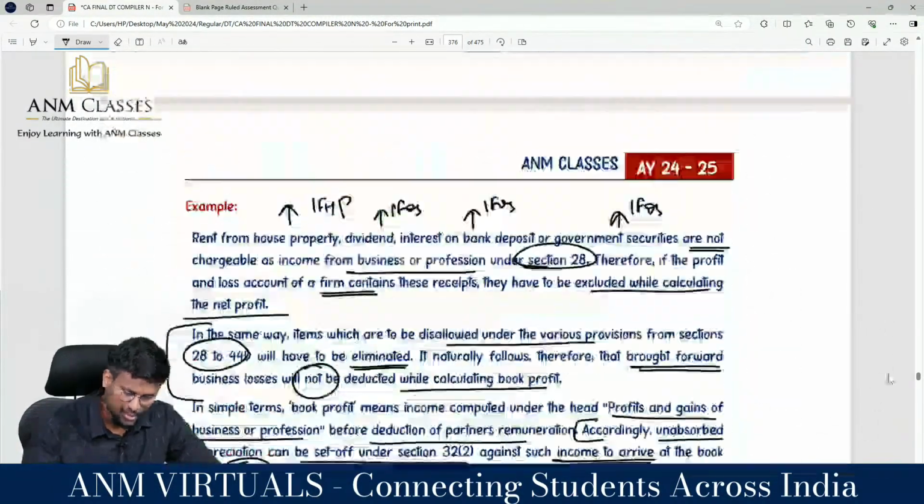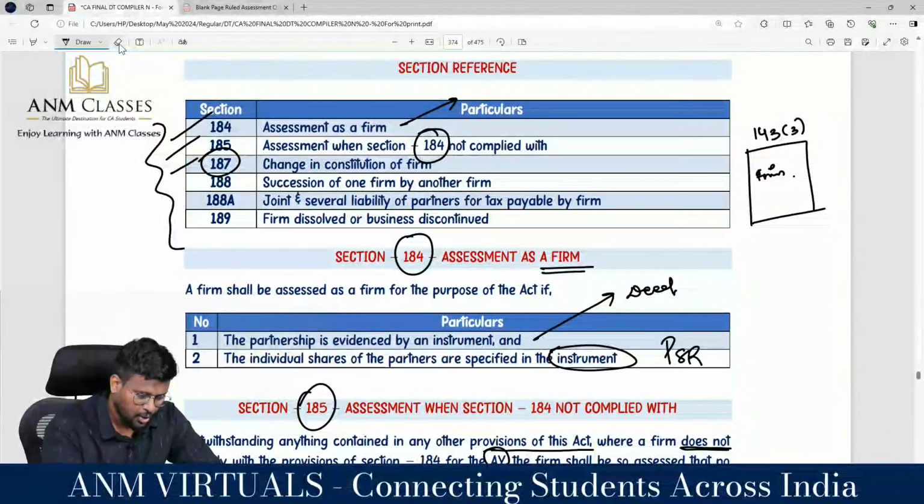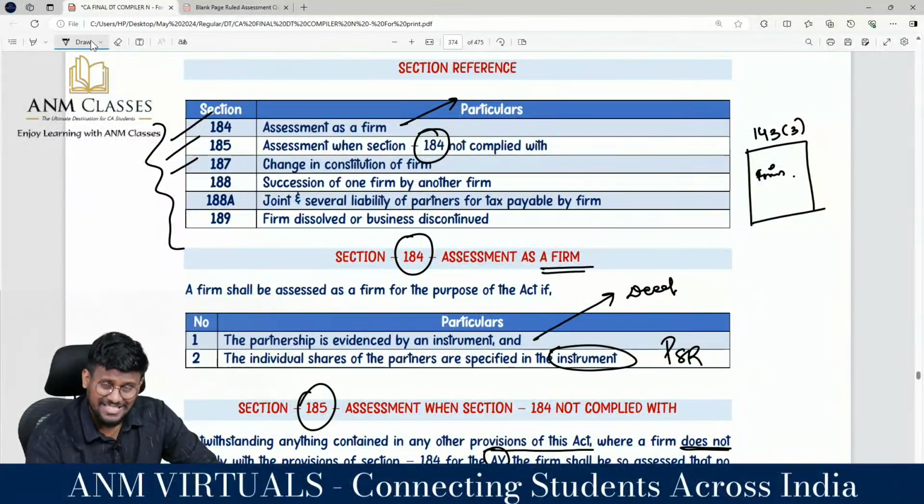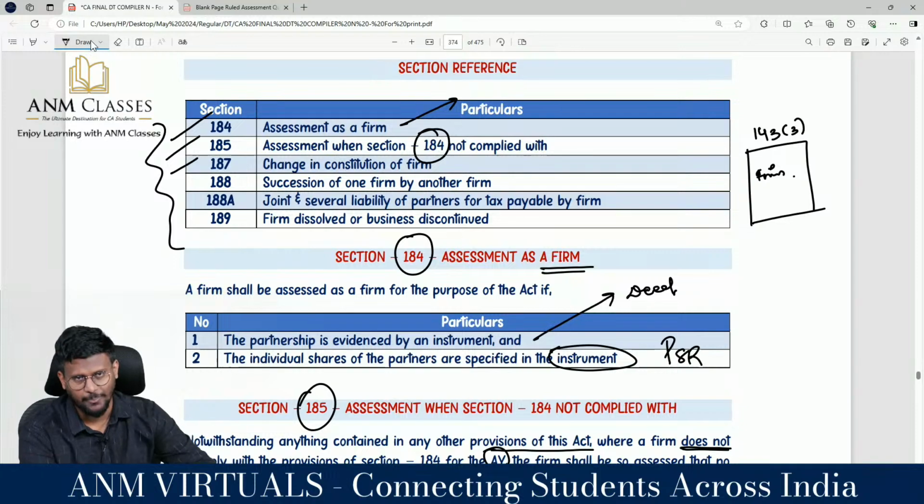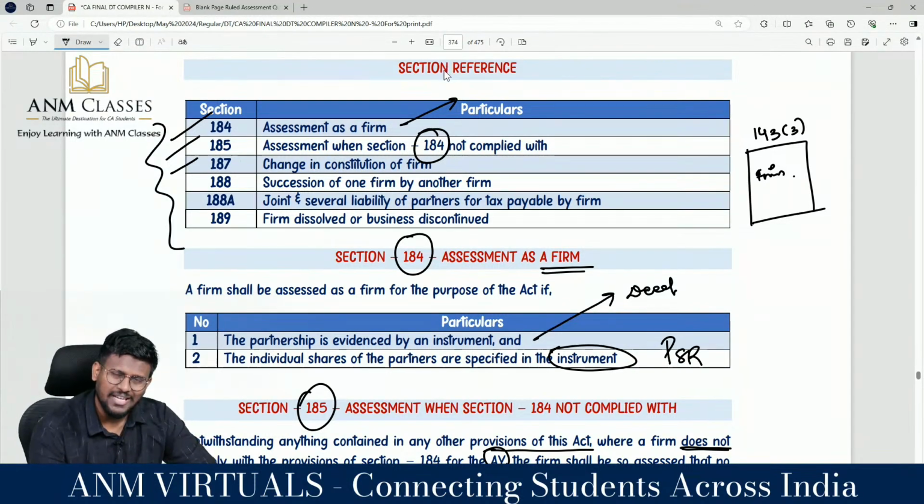Now, these are the special sections applicable to partnership firm. 184, you want to assess as a partnership firm, satisfy two conditions. There should be a partnership deed and PSR should be mentioned in that deed. If you don't satisfy 184, then 185 is saying the consequences. You are not supposed to enjoy interest on capital and remuneration to partner.